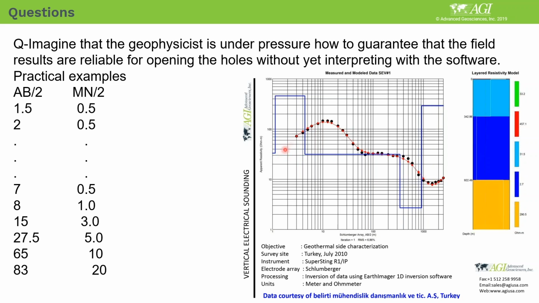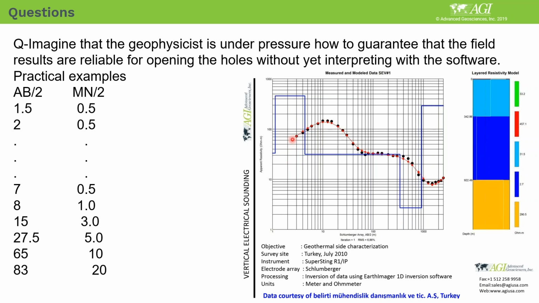Why? Look over here, this is a Schlumberger electric sounding. Every dot is a field measurement for a different AB spacing. You can see the AB spacing is almost 3,000 meters, so it is like 2,500 for AB over 2, meaning an AB spacing of almost 5 kilometers, on this vertical axis. By the way, this was done with one of my clients in Turkey with the SuperSting R1, for geothermal investigation.